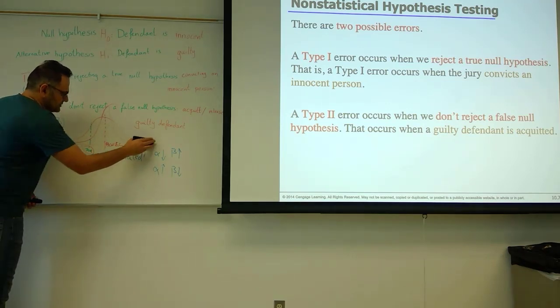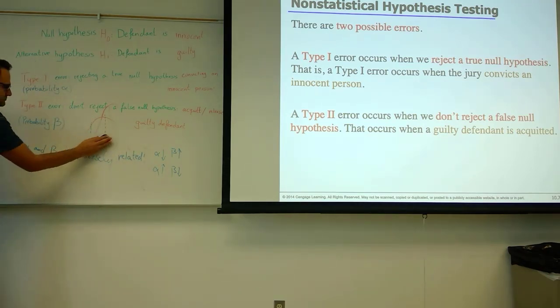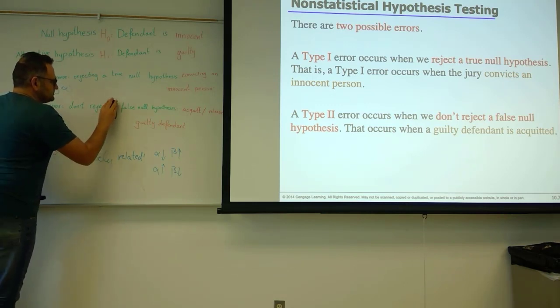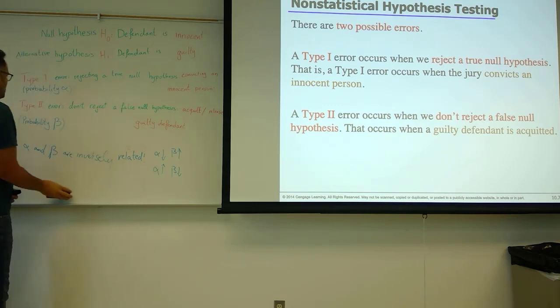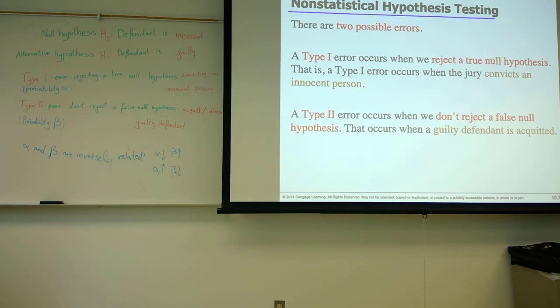So let me draw it one more time. Yeah, we have type 1 error and type 2 error, so we can fail to reject a false null hypothesis. That's type 2 error. The probability for type 2 error is denoted by beta.